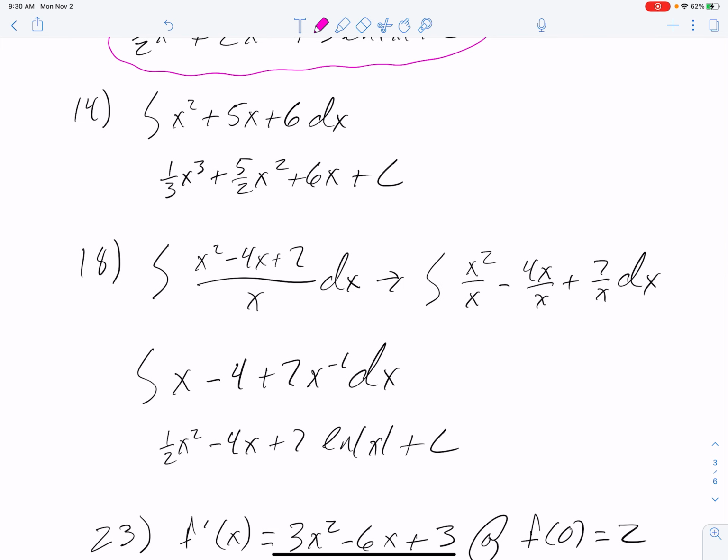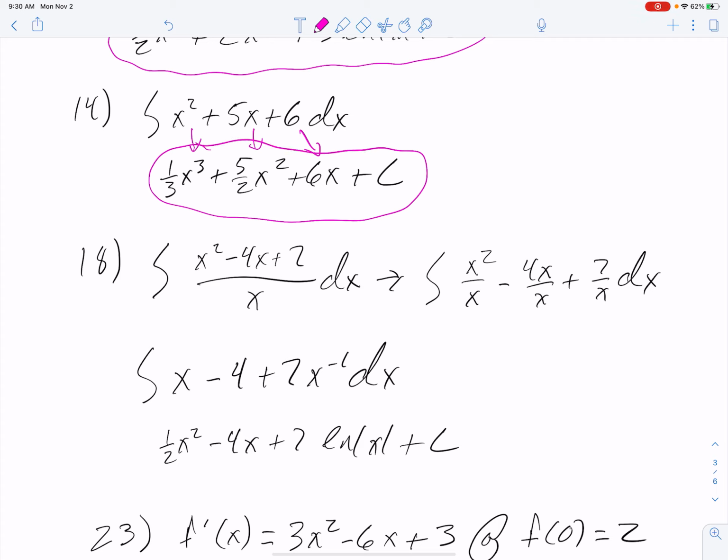14 is really kind of what we saw as our initial examples. We don't need to rewrite anything. We can simply go straight to our antiderivatives. And of course, don't forget about plus c.